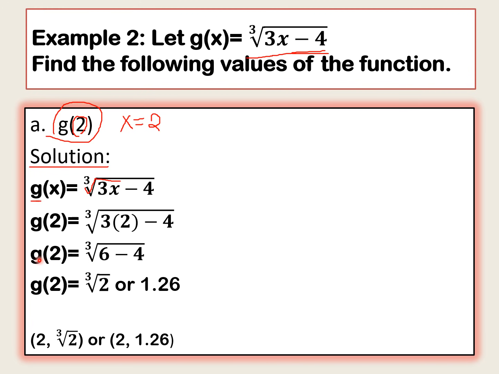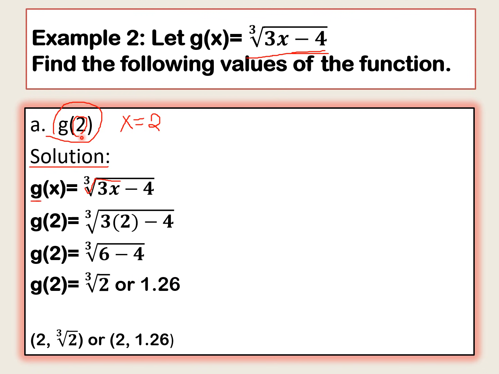Okay? Bale, g of 2 equals cube root of 6 minus 4. Kasi 3 times 2 is 6, then minus 4. So, g of 2 equals cube root of 2. Now, if you're going to use a calculator, you're going to get the cube root of 2, it has a value which is 1.26, 1.25 something. Pero, i-round off nyo lagi into 2 decimal places. Okay? Lagi tayong 2 decimal places dyan.